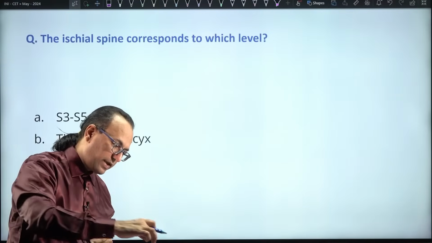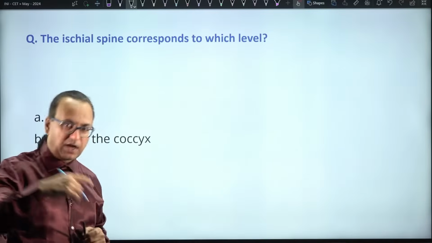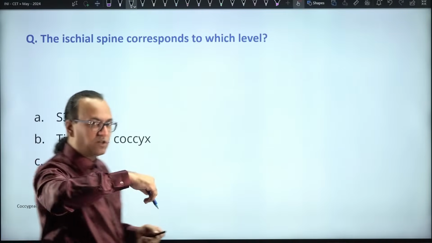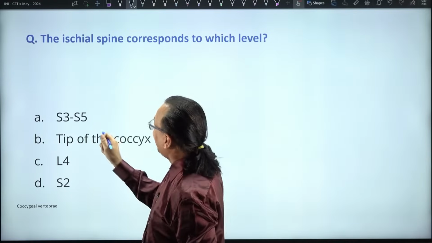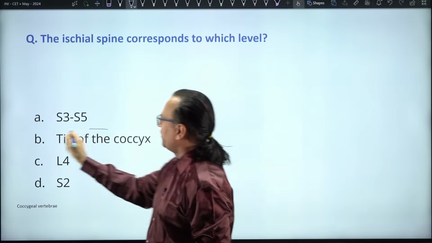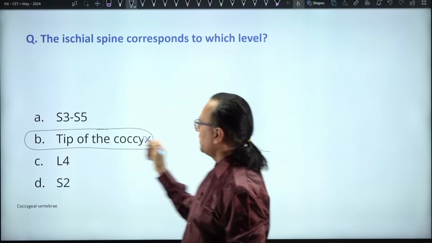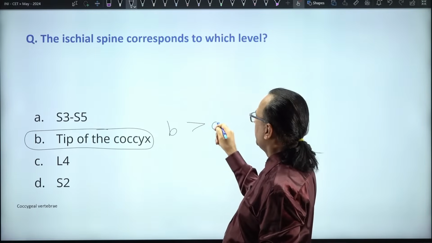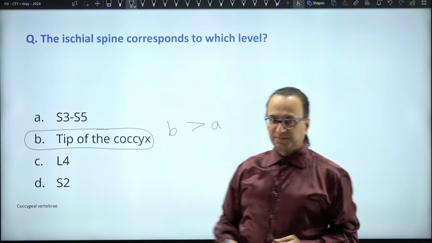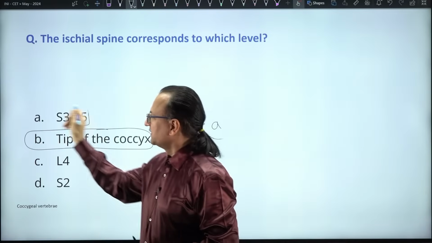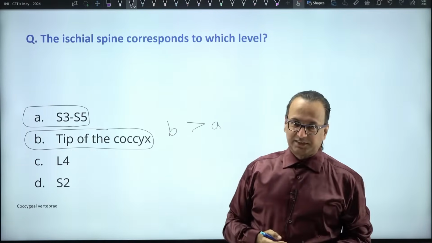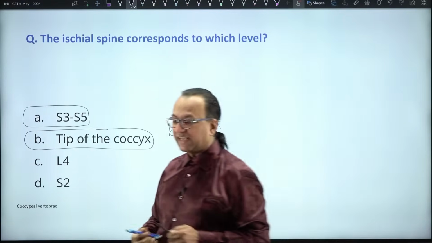I'll go with Dr. Nikita. She's a radiologist, I am an anatomist. I'll go with the tip of the coccyx. B is a better answer than A. Both are answers, but B is more precise and A is less precise.